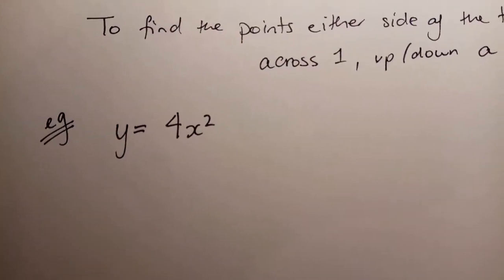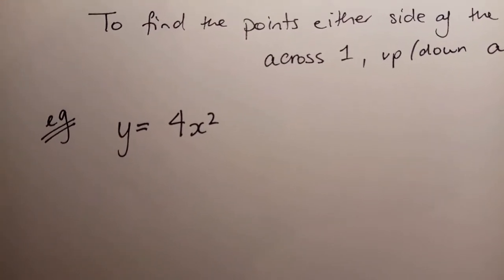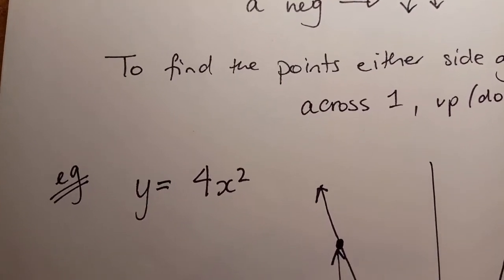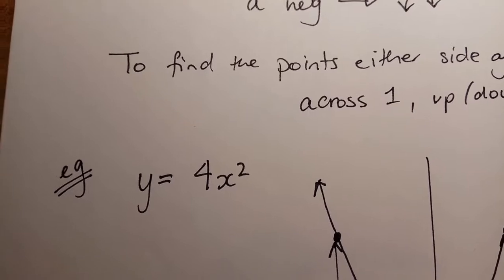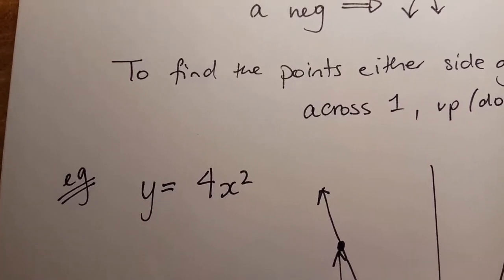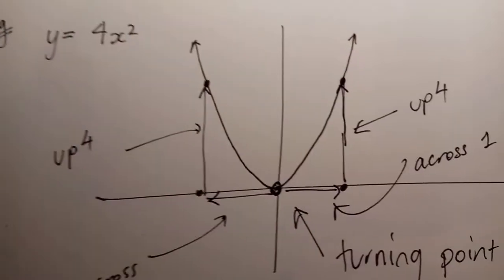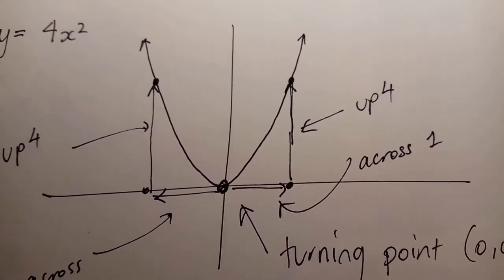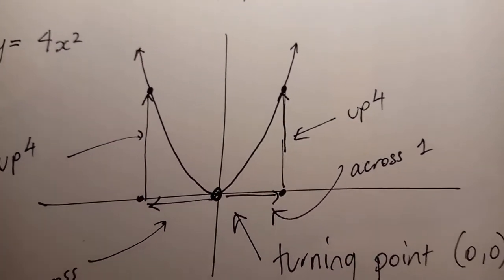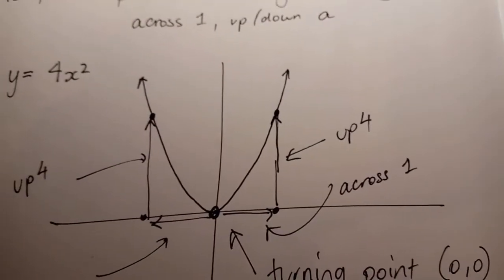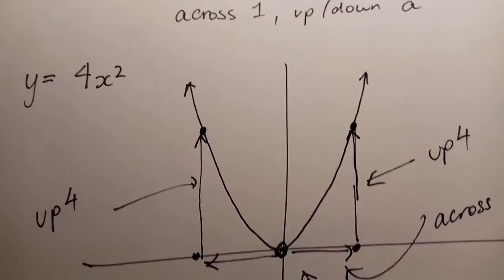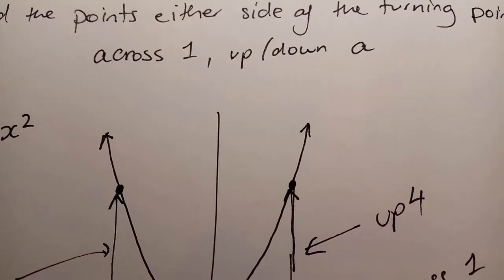Pause the video and have a go at this example here. Remember that when you're sketching a function like this, it is the basic form with only the dilation factor added in, so the turning point is still at (0, 0). However, the graph now is tall and steep. We have to step across 1, up 4 on both sides to get the 2 points either side of the turning point.